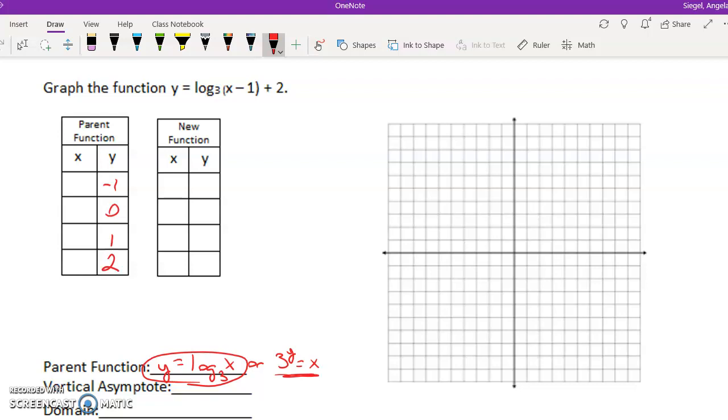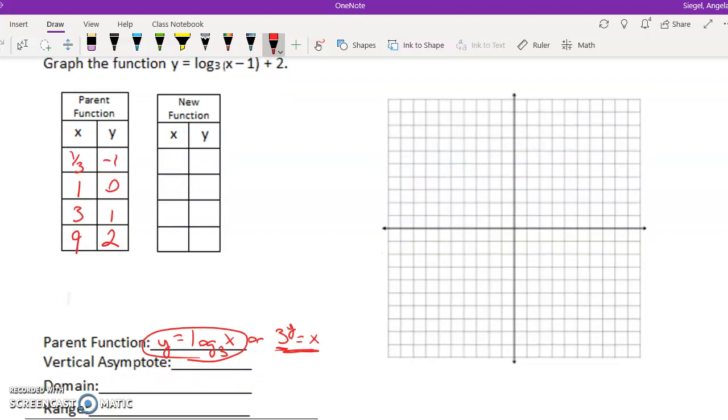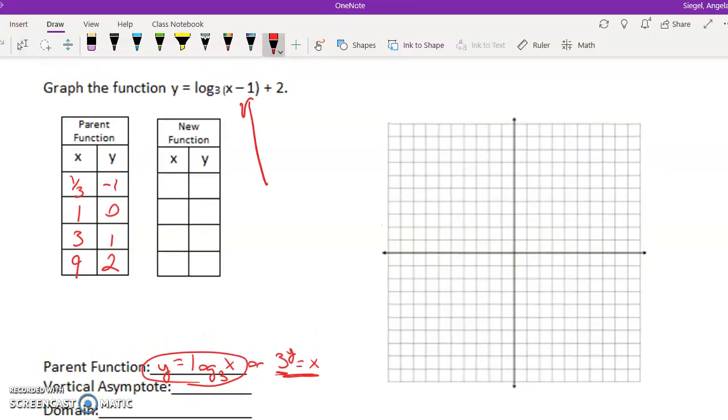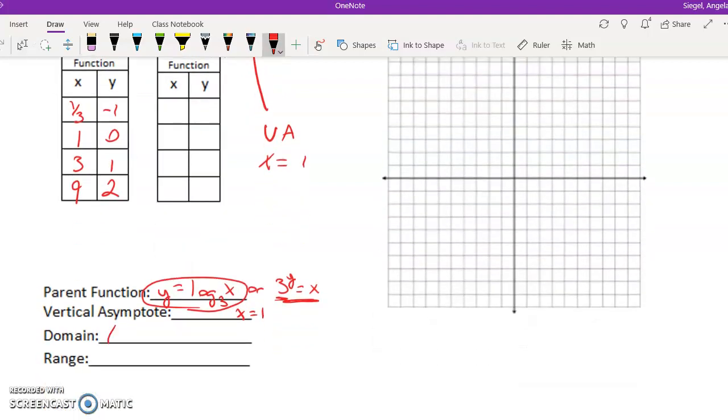So this is a 3, so 3 to the negative 1 power is 1/3. 3 to the 0 power is 1. 3 to the first power is 3. 3 to the second power is 9. So I have my points here. Don't forget that this is where your vertical asymptote comes from, so that's going to be at x equals 1. Also the domain, that's going to be my limit there, so it's going to be 1 to positive infinity, and then my range is not affected.